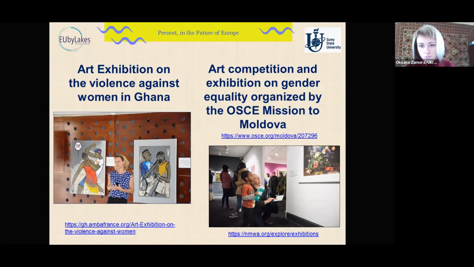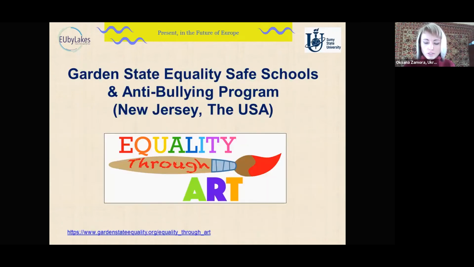The other photo which you see comes from the exhibition organized by the OSCE mission to Moldova, where they held an art competition and exhibition on gender equality in partnership with a local NGO. So artists can also be represented by NGOs. This point, I want to make visible for you. The Academy of Music and the Theatre, the local theatre, organized this joint exhibition to draw the attention of local people. I was surprised that it was an OSCE mission, but still you can see that you can cooperate with such organizations.